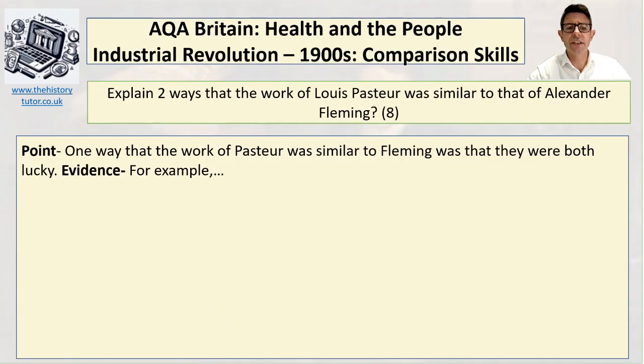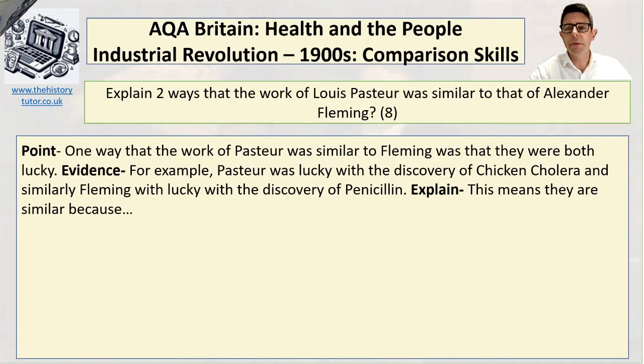Okay, so as you can see, I've written one way the work of Pasteur was similar to Fleming was that they were both lucky when they left bacteria out. So for example, Pasteur, can you say something about Pasteur and something similarly about Fleming afterwards, to make sure both of them have got a little bit of a factual example, maybe some keywords in there. Pause me now and away you go.